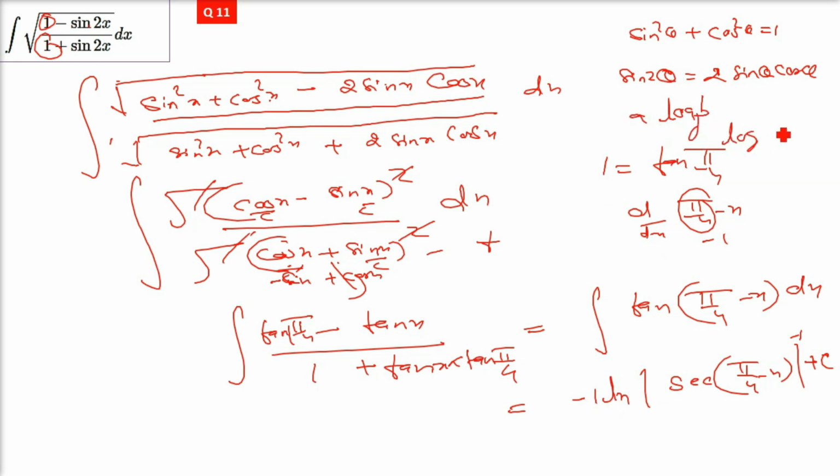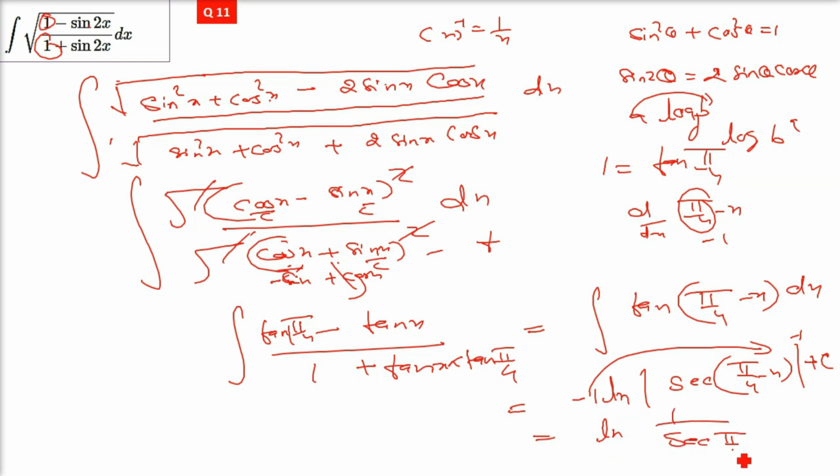See, a log b is nothing but log b raised to a. So this negative goes to the power of sec(pi by 4 minus x). And you know that x raised to minus 1 is 1 by x. So we have ln of 1 by sec(pi by 4 minus x) plus constant of integration. Now what is 1 by sec(pi by 4 minus x)? It's cos(pi by 4 minus x). So the final answer is ln, that is log base e, of cos(pi by 4 minus x), always in the modulus, that is very important, plus constant of integration.